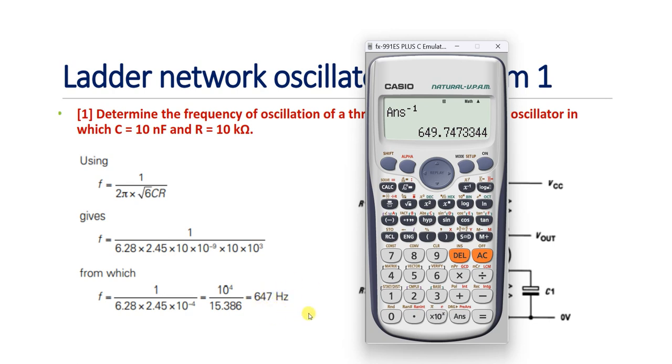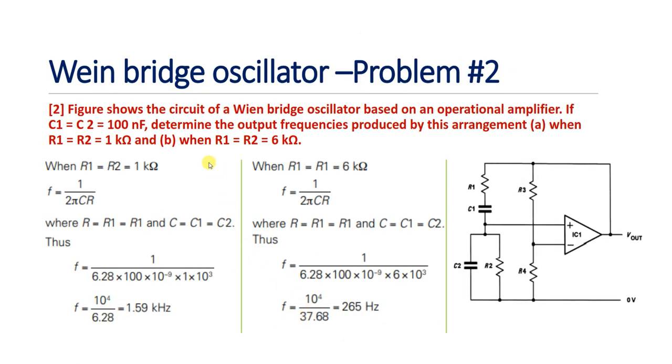So the unit of frequency is hertz. So next problem is on the Wien bridge oscillator. It has 4 arms. The figure shows the Wien bridge oscillator using an op amp. This is the op amp. If C1 and C2 are 100 nano, determine the frequency produced when R1 and R2 are equal to 1 kilo ohm, and when R1 and R2 are 6 kilo ohm.